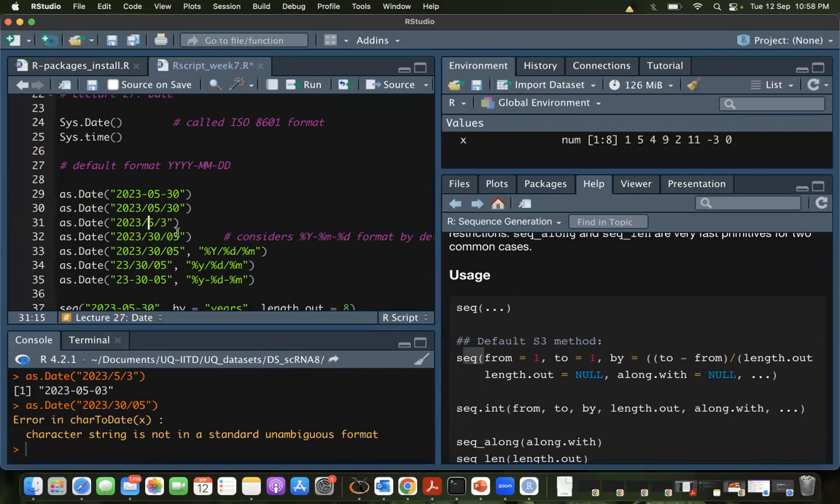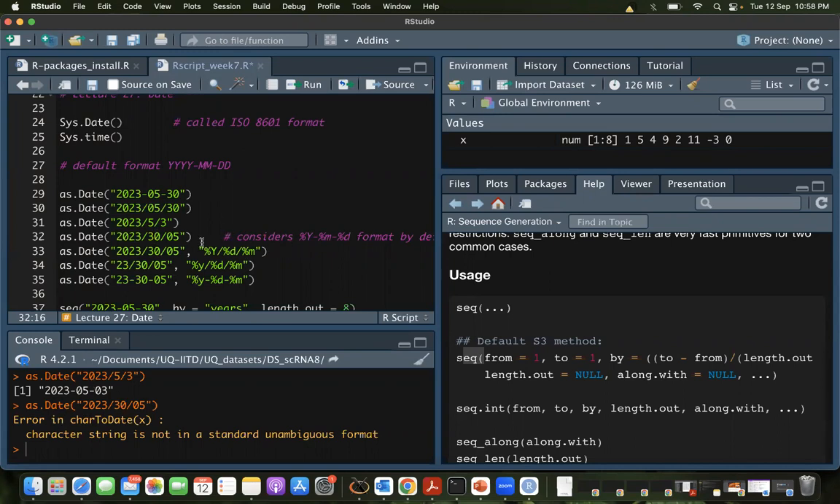But now I switched the position of the month and day. So basically I'm writing day here, but you know, it expects to get month in the second position, and it says, okay, that there cannot be 30 months. So definitely the format is not correct. So it's going to give you some error.